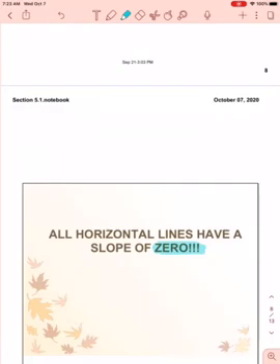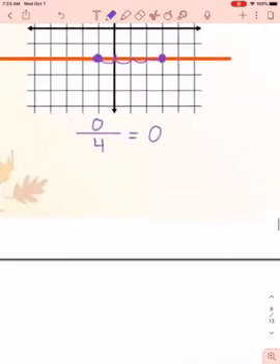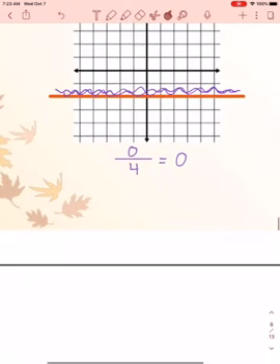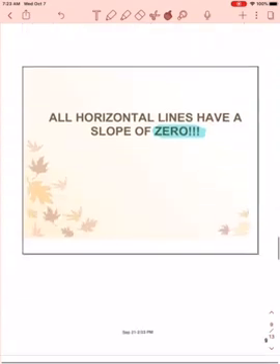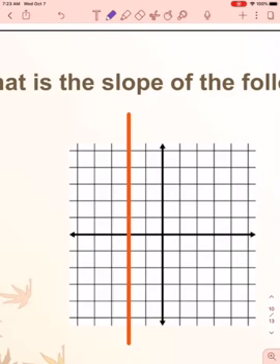All horizontal lines have a slope of 0. Okay? Because if you think about it, this is like the ground in Ohio, right? Completely flat, easy to walk on, no slope, no incline, right? No steepness to it at all. You could walk on this all day long and it would not be difficult, okay? So, horizontal lines, easy to walk on, flat land, no slope, no incline, no steepness, is a slope of 0.